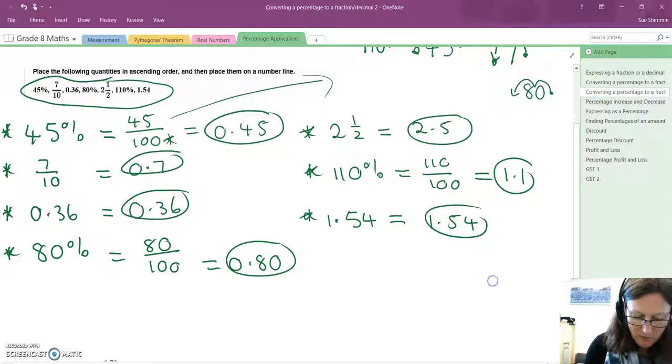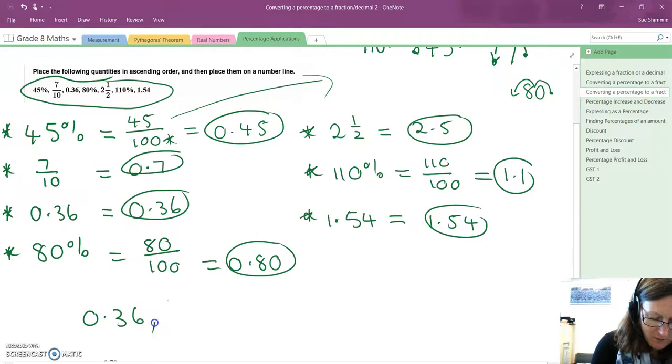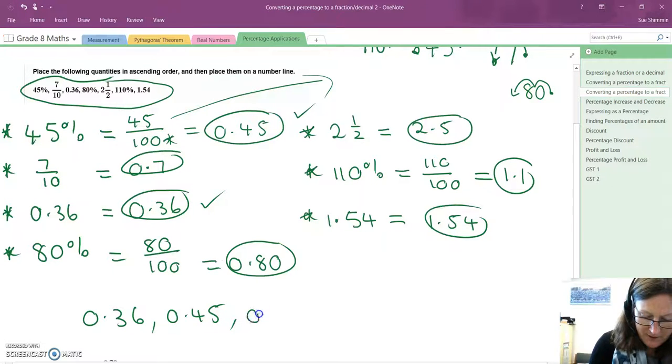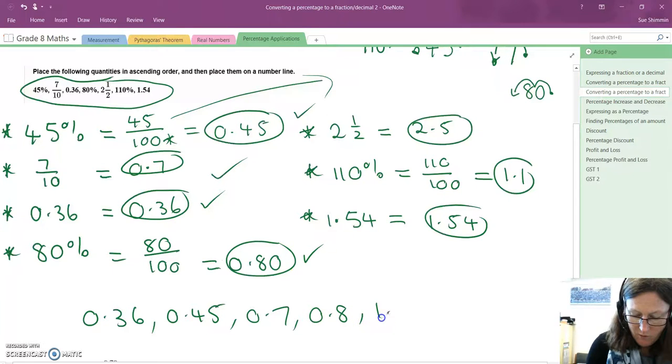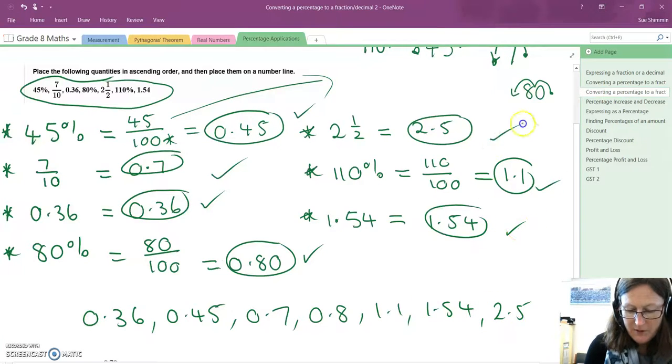So now let's put them in order. Lowest to highest, ascending order, 0.36. I'm just ticking them as I've put them down to check I've remembered them all. 0.45, 0.7, 0.8 or 80, same thing, 1.1, 1.54, and 2.5. So there they all are in ascending order.